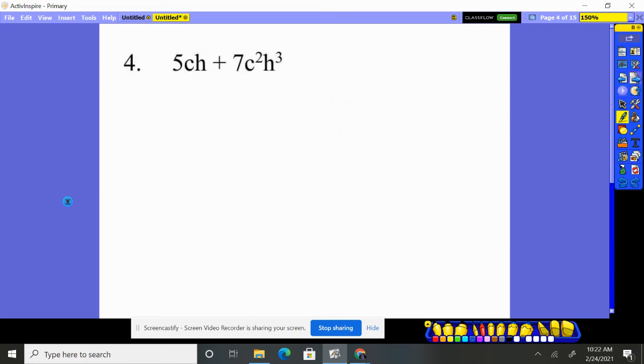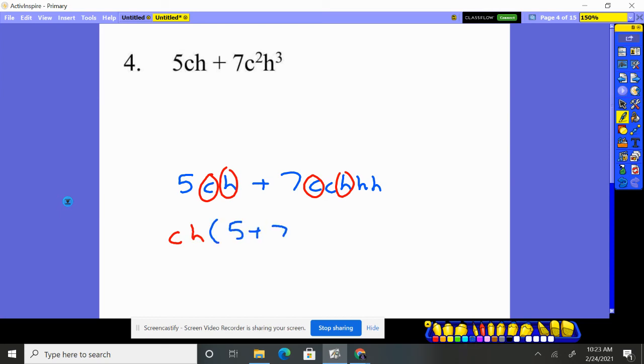All right, let's look at number 4. 5CH. Well, there's nothing there. 7CCHH. So what do they share? A C, an H, and an H. So we're going to factor out a CH. What was left behind is a 5 plus 7CHH, which is H squared. Okay, there's our answer.